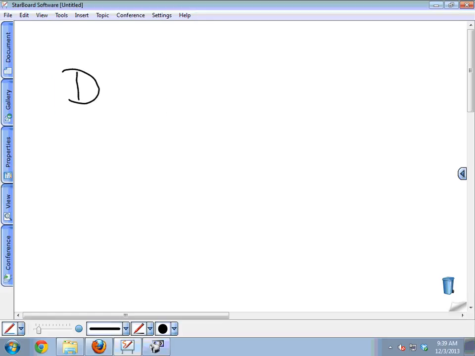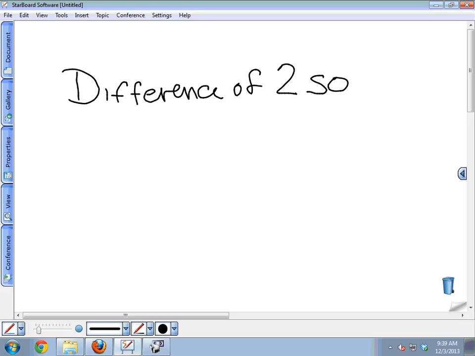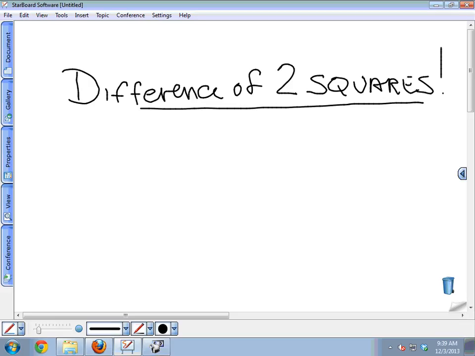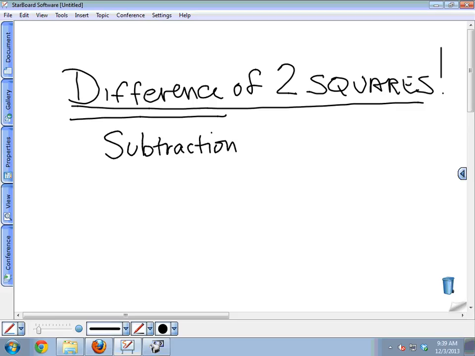Okay, we're going to talk about the difference of two squares. Now, what am I talking about? What's the word difference imply? Subtraction. So I'm really going to be taking a square and subtracting another square from it, right?